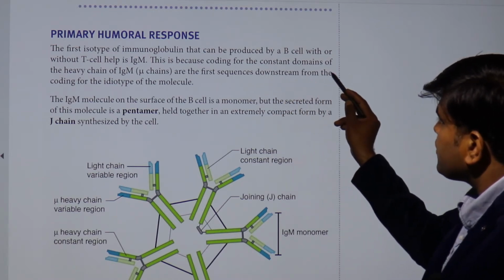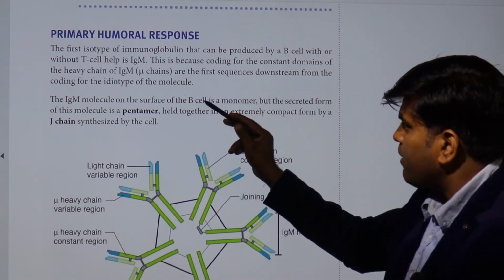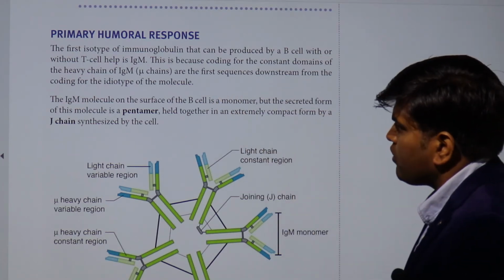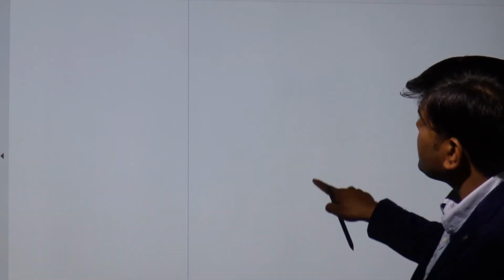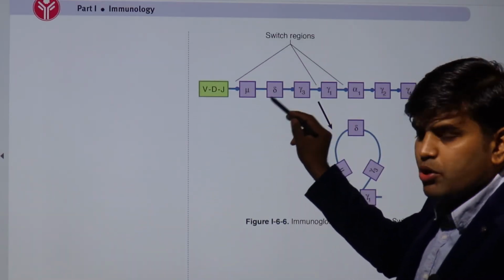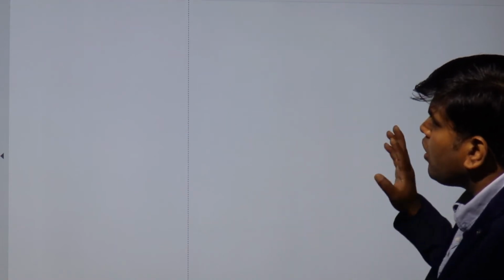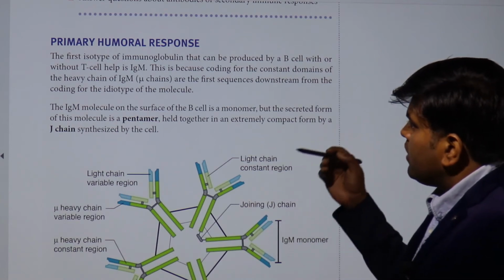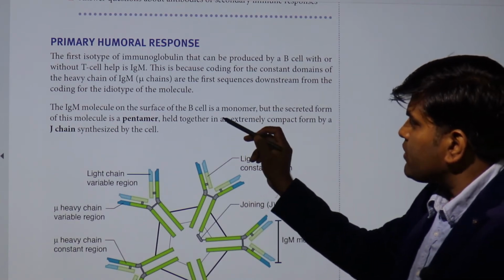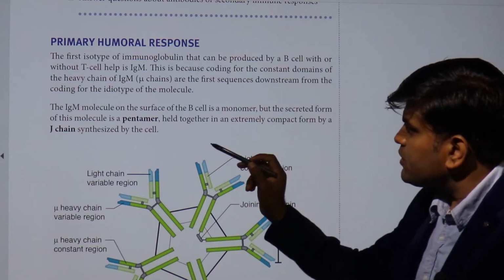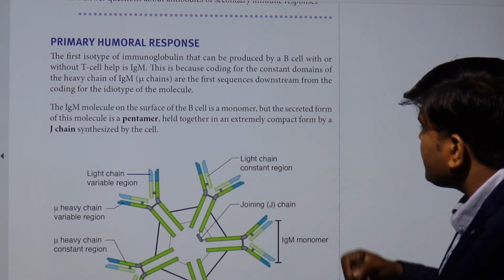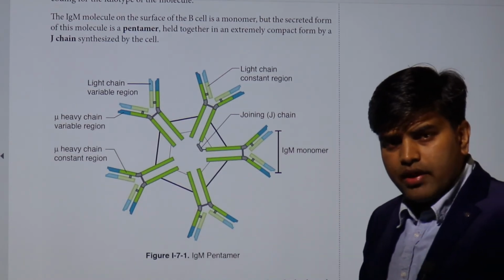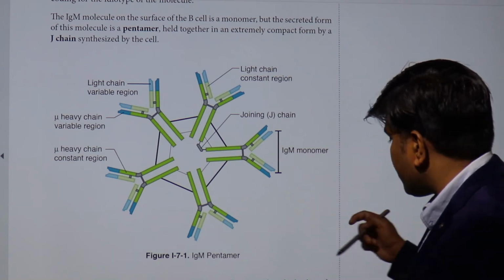This is because the coding for the constant domain of the heavy chain of immunoglobulin M is the first sequence downstream from the coding for the idiotype of the molecule, which we have seen. This is the first sequence that is coded, that is mu, and immunoglobulin M will always come first. In the first response, there will always be immunoglobulin M. So we have understood that IgM on the surface of the B cell is a monomer, but the secreted molecule is a pentamer, held together in an extremely compact form by the J chain synthesized by the cell. So in the B cell, what is happening? There will be the monomer, one component.